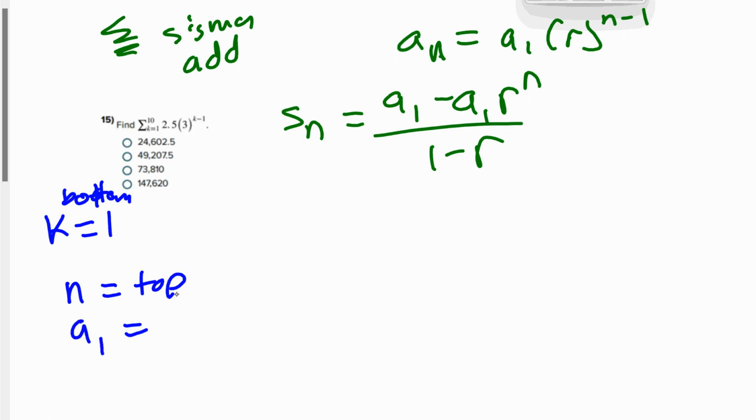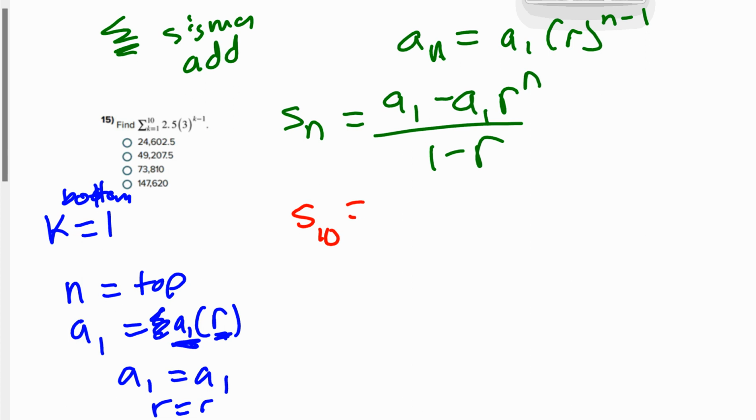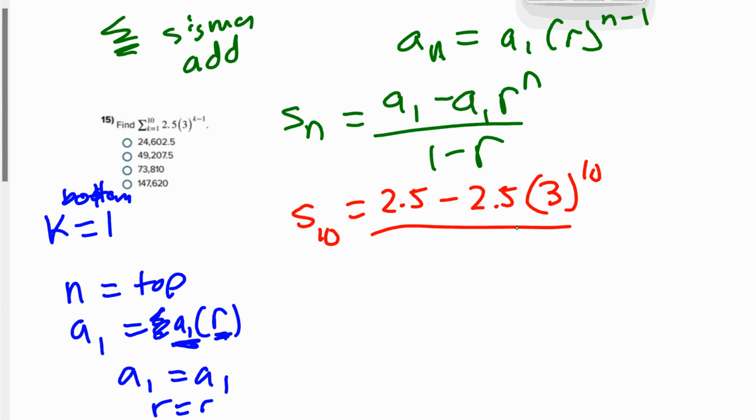Okay, and our a sub 1 will be what's in between here. A sub 1 would be in between the sigma sign and the parentheses r. So a sub 1 is just a sub 1. And then we need our n, which is the top, and we have our r. R just stays r the whole time. So r will equal r. Okay, so then we can just plug those in. So s sub 10 equals a sub 1, which is 2.5, minus 2.5, r, which is 3, and our n, which again is the top, is 10, all over 1 minus our r, which is 3.